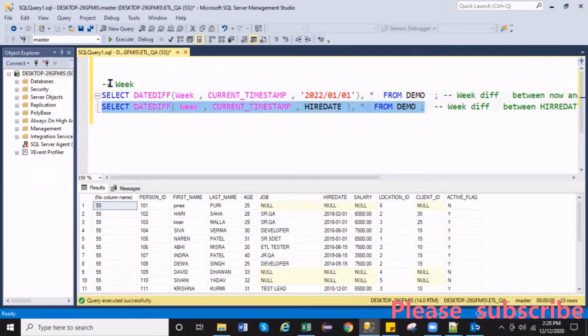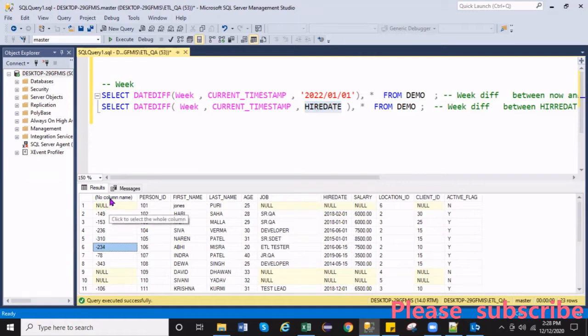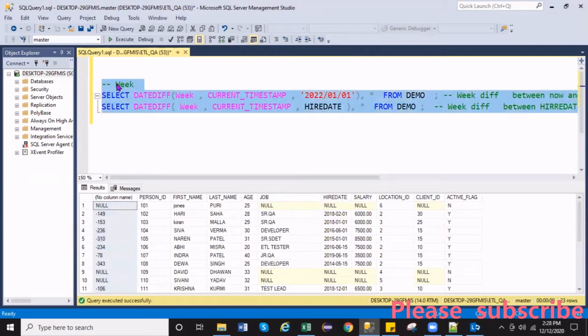That is correct. Similarly, from now to the hire date, how many weeks? So this is the week calculator from now to the hire date. Week is only used sometimes, but year and month and day are very important.